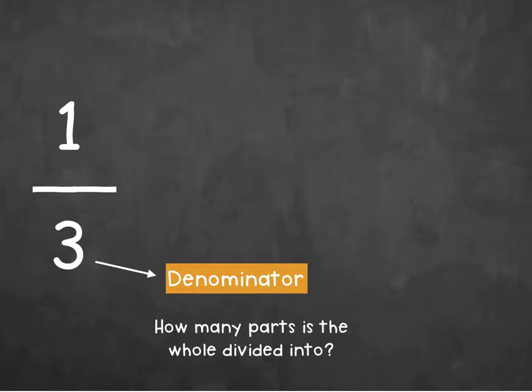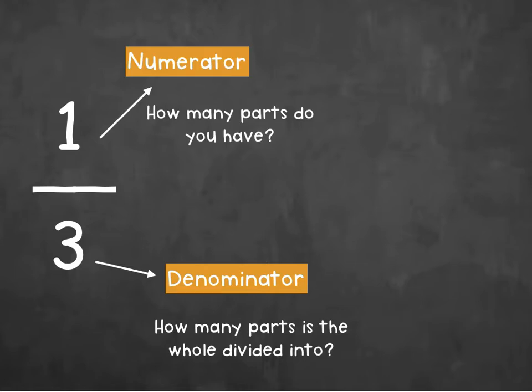So, if a pizza is divided into 3 slices, you would write 3 at the bottom. The top number is called the numerator, and it is how many parts that you have or have been taken away or shaded and so on. So, if you take 1 slice of that pizza, you would write a 1 on top. If you took 2 slices, you would write a 2 on top.